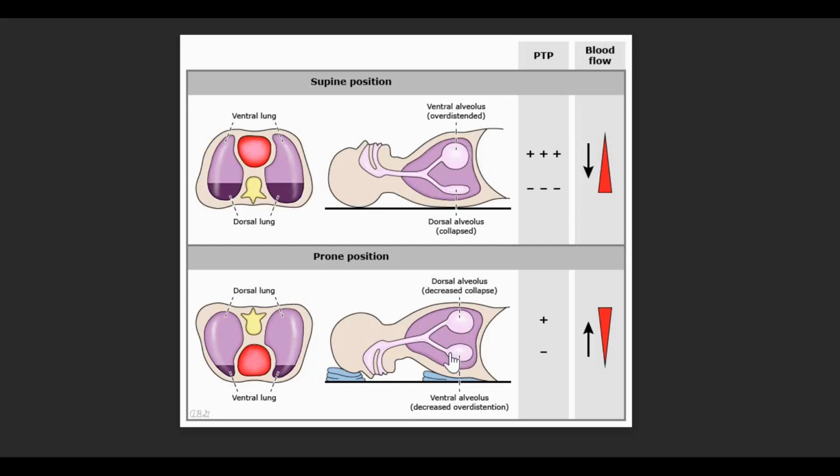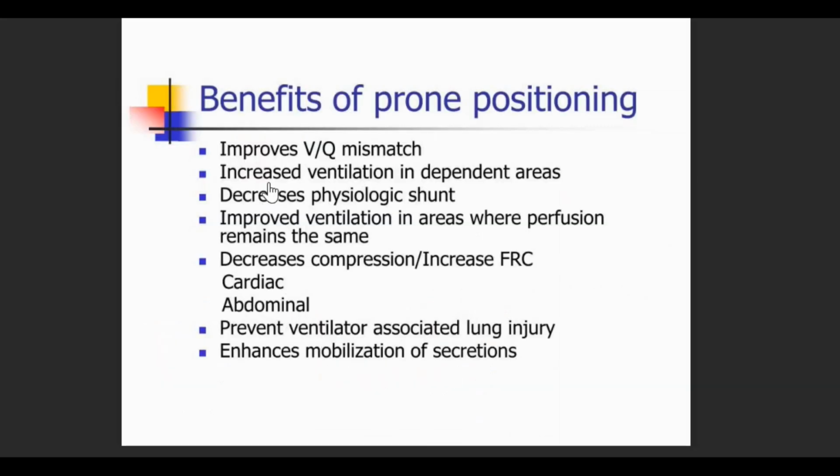So now let's conclude. What are the benefits of prone position? It improves VQ mismatch. It improves ventilation in the dependent area or in the dorsal area. It decreases the shunt. Shunt means there was perfusion, but there was no ventilation. It's because the dorsal alveoli is collapsed. So when you prone the patient, the dorsal alveoli can expand and be involved in ventilation. There is improved ventilation where perfusion remains the same. You're decreasing the compression of the heart and the abdominal content. You're decreasing the mortality. So you're preventing the ventilator-associated lung injury. And it also enhances the mobilization of secretion.